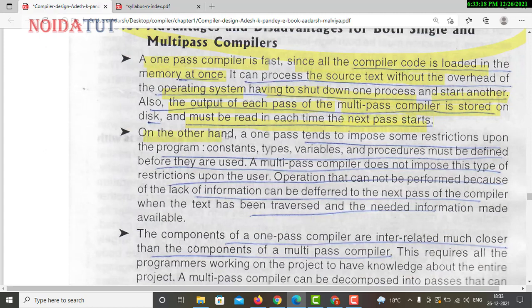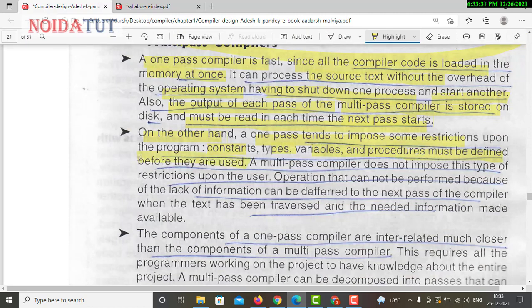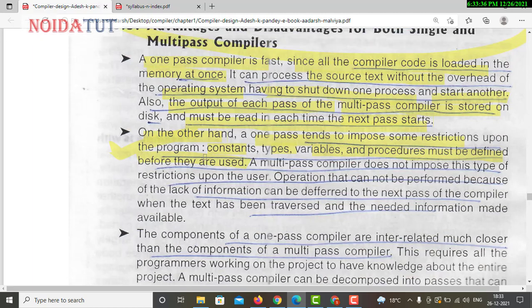Now proceeding further, on the other hand, one pass compiler tends to impose some restrictions upon the program, just like constants, types, variables, and procedures must be defined before they are used. So, this is the problem with the one pass compiler. In language C, we have fundamentals of C programming. So, in that we have restrictions. That means in C language, first we have to define all the variables. Fine. So when we have to define all the variables, that is known as the restrictions. So what we understood is that C language has a single pass compiler.